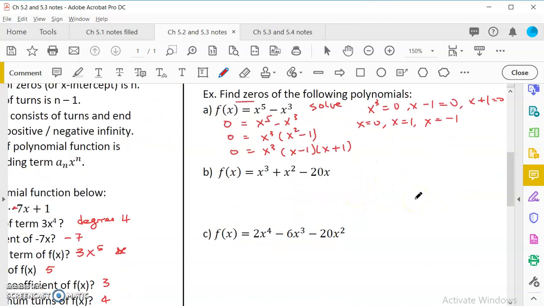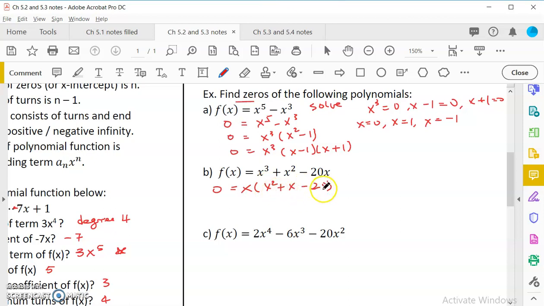And of course, you can plug it back in to find the y coordinate. For the second one, we have three terms. Do I have a GCF? We always check if there's a GCF. They all have x, so I'm going to factor the x out. So 0 equals x times (x squared plus x minus 20).